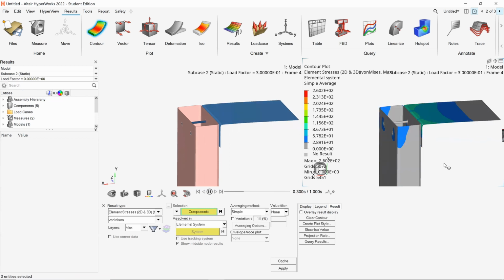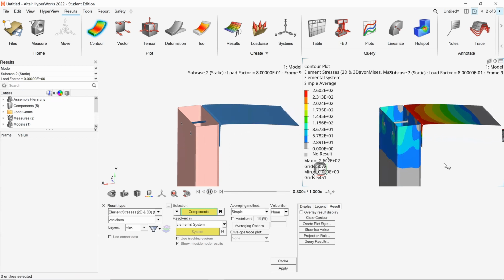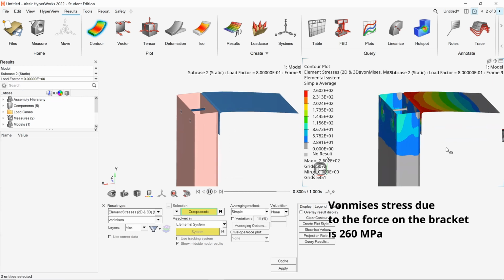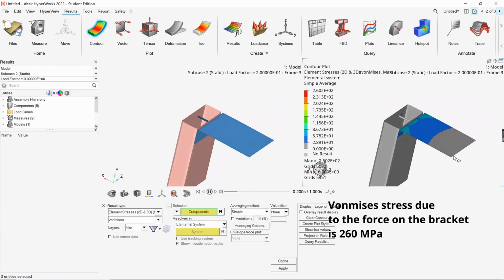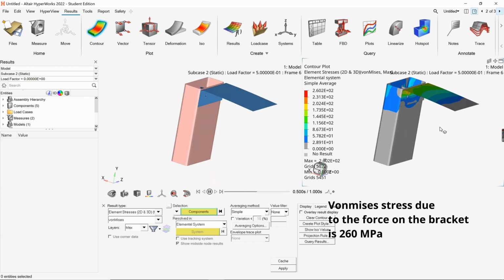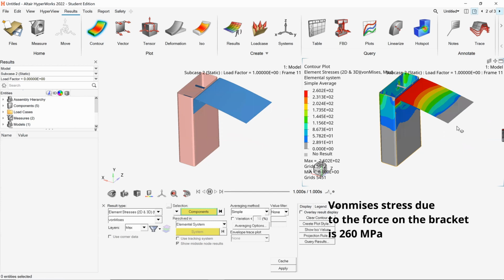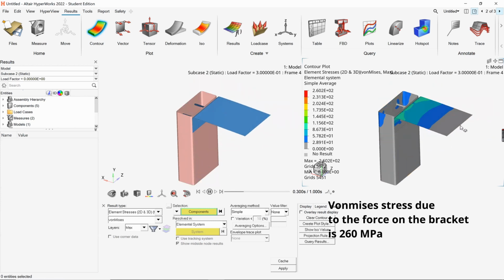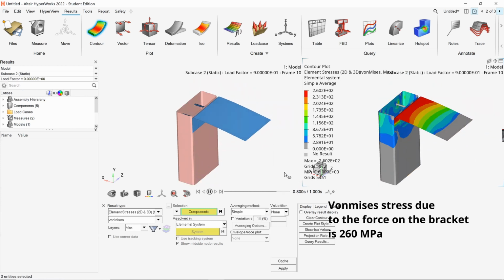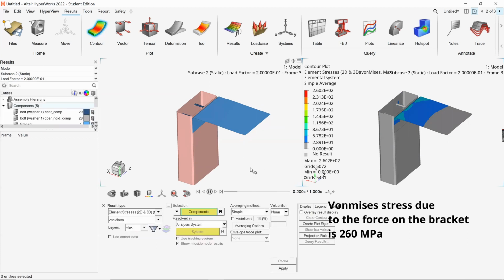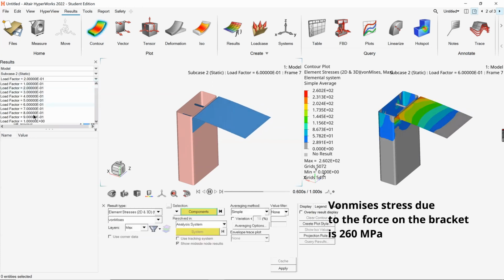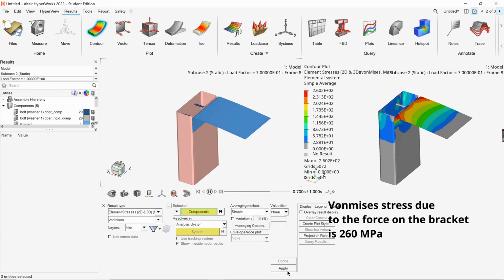After tightening the bolt, when we apply the force of 200 newtons on the top of the bracket, we can see the stress distribution of 260 megapascals, which is observed on the bracket. And this is because of the two loads: one load is the pre-tension on the bolt, and the other load is the 200 newtons applied on top of the bracket. And here we have only one condition where the force is applied on top of the bracket.